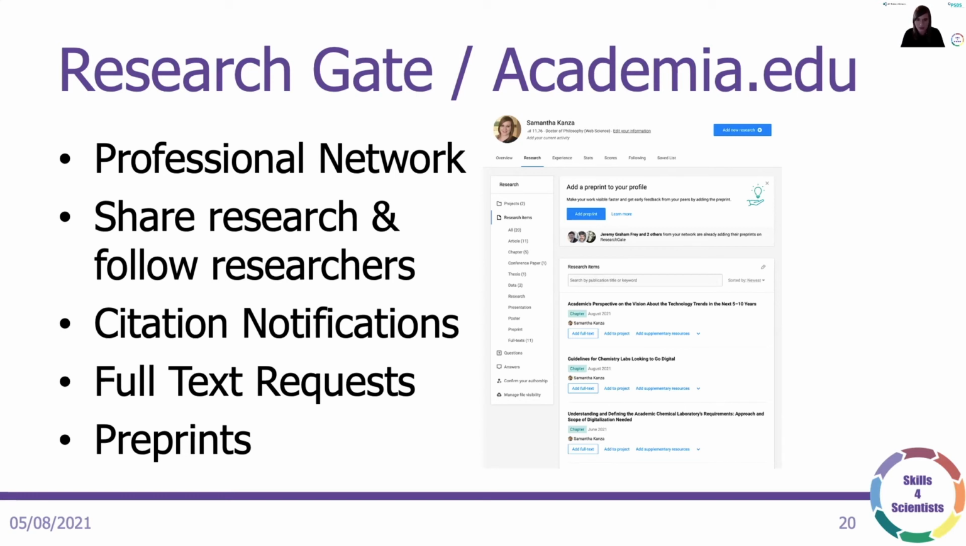People can request full text from you, which is particularly useful if they're looking to read your work but can't locate a copy. It's also a place you can publish your preprints, so you can get your work out there faster. A nice addition to it as well, just a little bonus, is you can get citation alerts, as it's always lovely to know that somebody has cited your work.